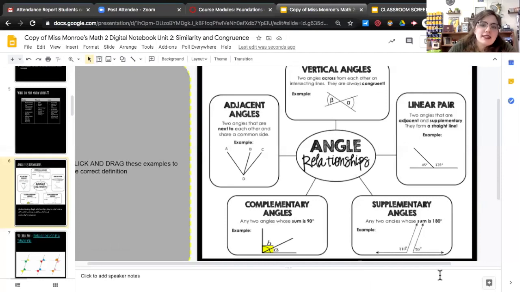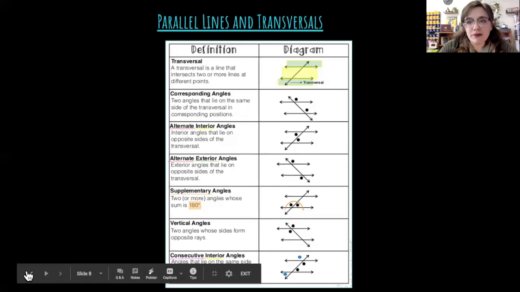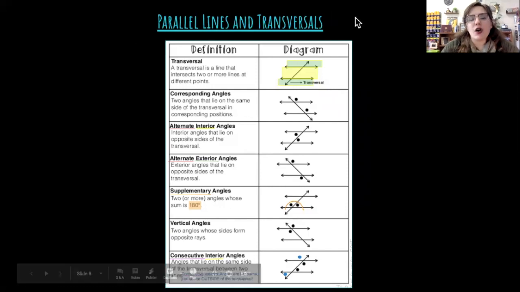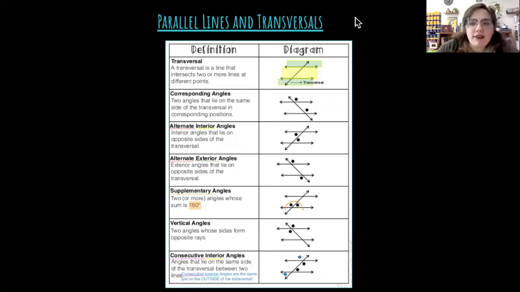So I liked this example because it did separate supplementary from linear pair, because not all supplementary angles, as we've discussed and will discuss in the upcoming units, are next to each other. They're not going to be consecutive, like adjacent, all the time. So here we go. These are all of our definitions for this part of the unit.